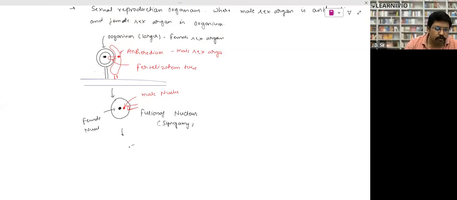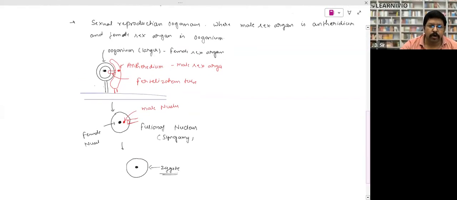And now what will happen? Both nuclei will fuse and form a cell, and this cell is called zygote. So formation of zygote will take place. This kind of reproduction where the female oogonium is very large is called oogamous sexual reproduction. Is that clear? This zygote is also known as the oospore. Tell me, guys, is it clear? Yasir, Nabiha, Martin, all of you, is that clear? Okay, fine. So this reproduction is called oogamous reproduction.